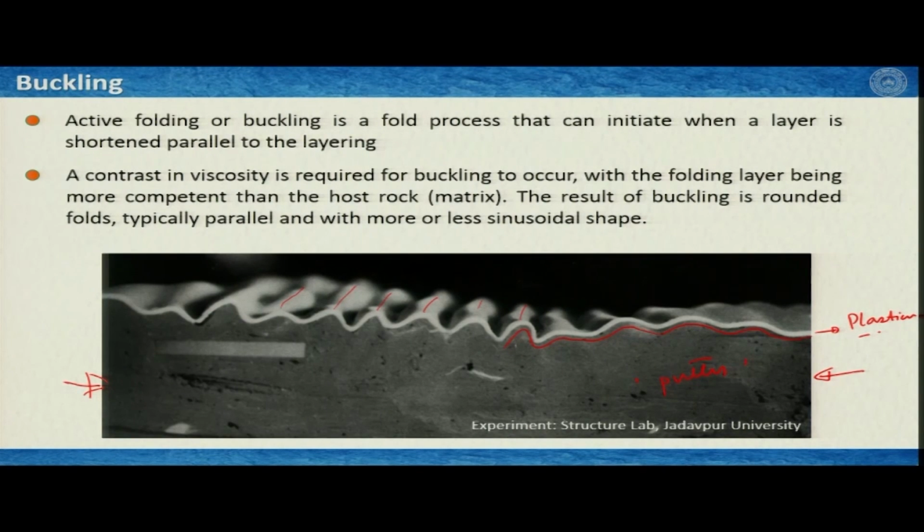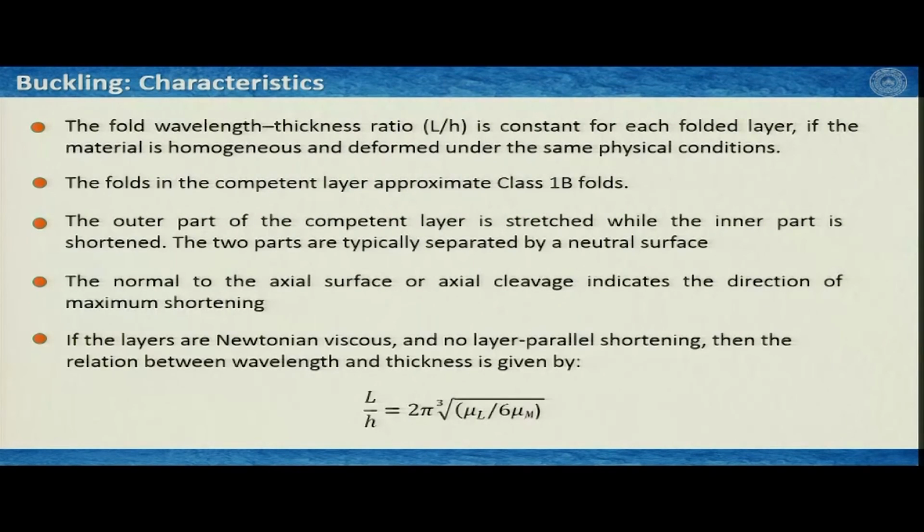It happens in a few different stages, we will see it soon, but before that let us have a look at a few of the characteristics of buckle folding. Now, in buckle folding it is very important that you take into account the ratio of wavelength and thickness. For a single layer, this wavelength versus thickness ratio is constant for each folded layer, provided the material is homogeneous, the stress or strain you are applying to the system is homogeneous, and other physical conditions were kept constant.